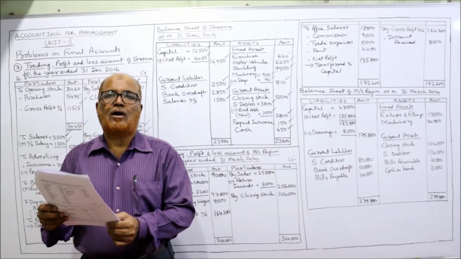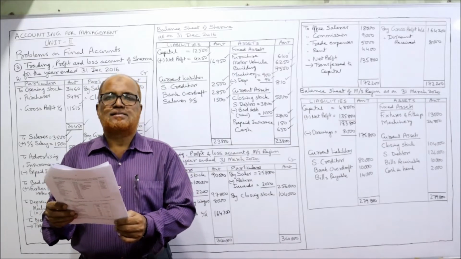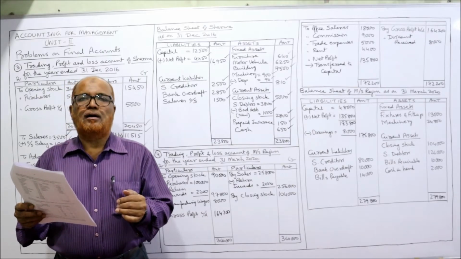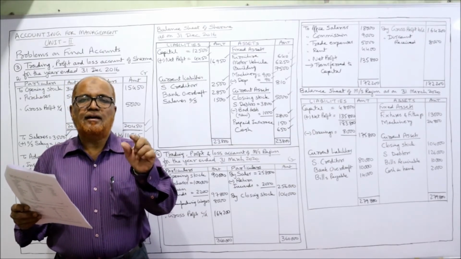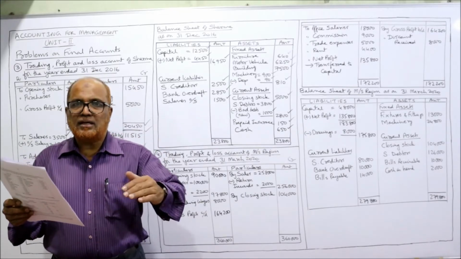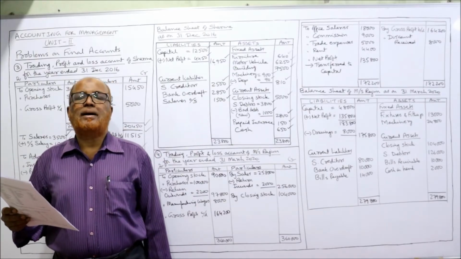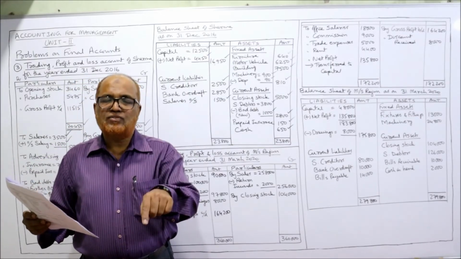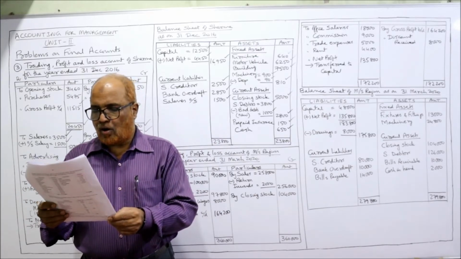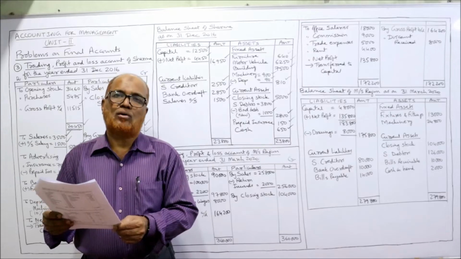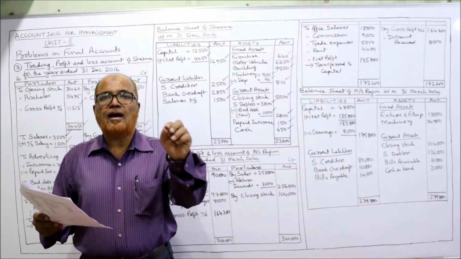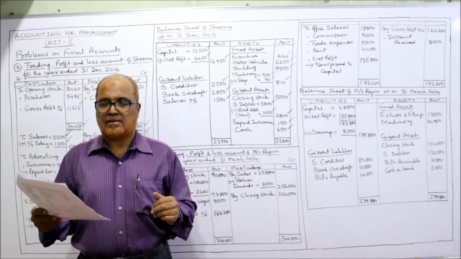Purchases, trading account, debit side. Sales, trading account, credit side. Return inward means sales return. Deduct from sales on the trading account credit side. Then return outward is a purchase return. Deduct from purchases on debit side of trading account. Then office salaries, profit and loss account debit side. Manufacturing wages, trading account debit side. These are the direct wages.